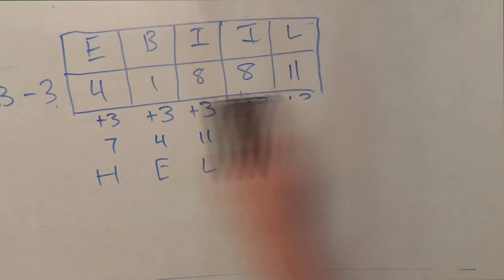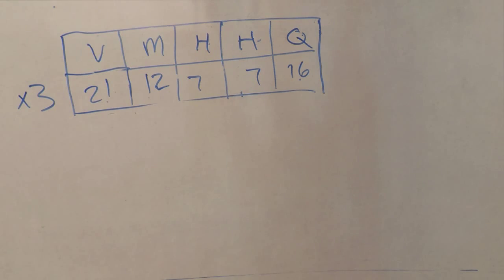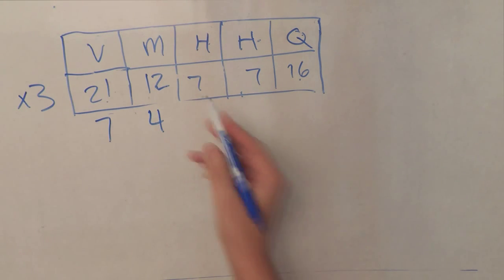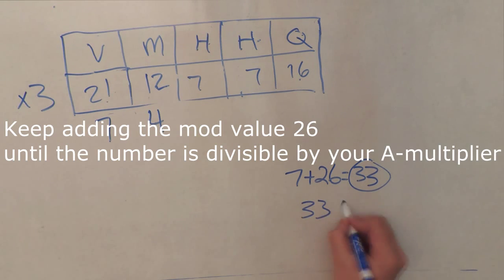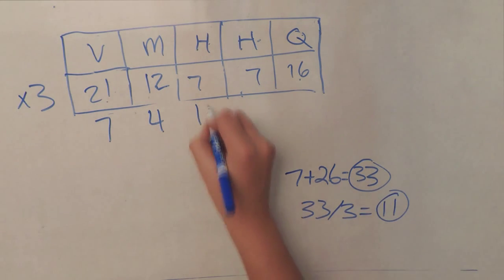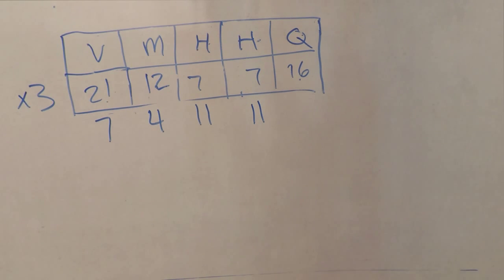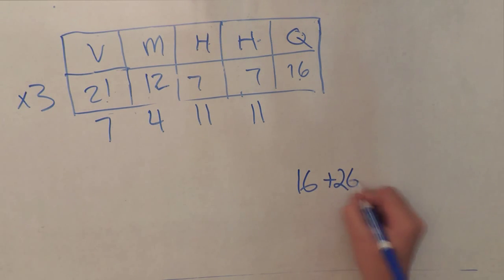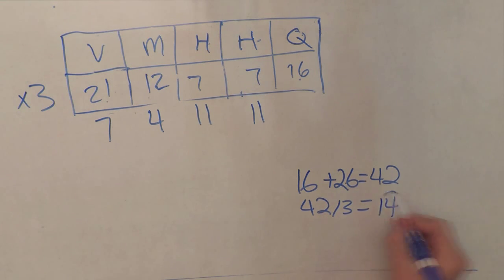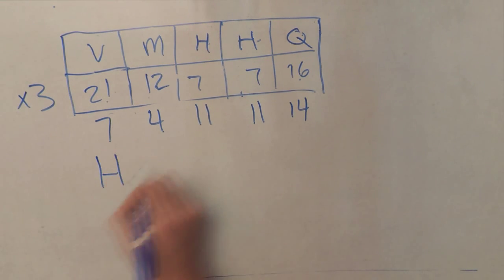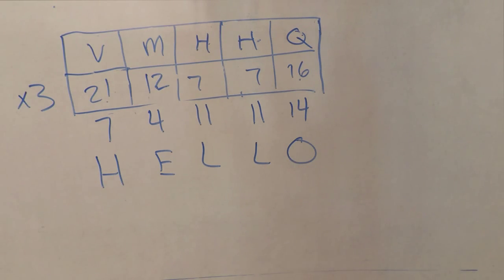Decoding an A multiplied message is a little more difficult because there could be mods. To decipher it, you can continuously add the mod value 26 to the number until it is divisible by the A multiplier. Let's use VMHHQ, which is 21, 12, 7, 7, 16, with an A multiplier of 3 again. If you decipher it, you would get hello, which would be 7, 4, 11, 11, 14.